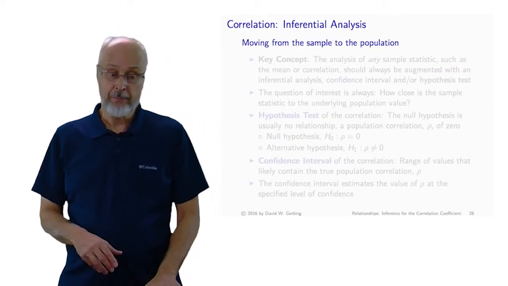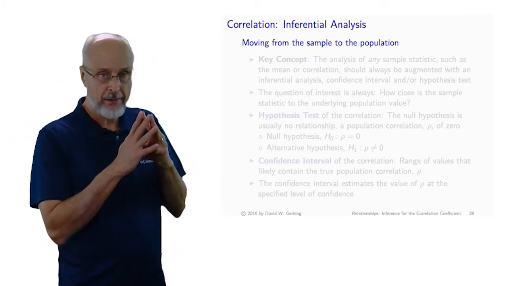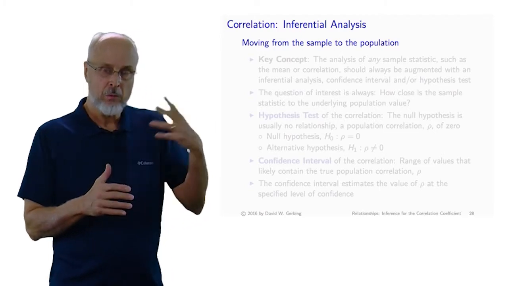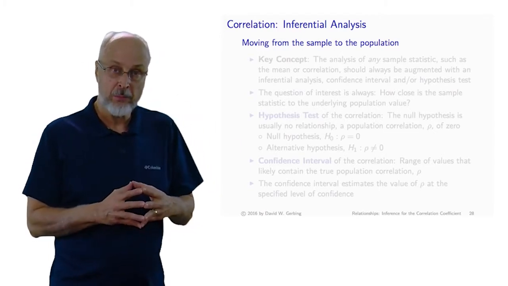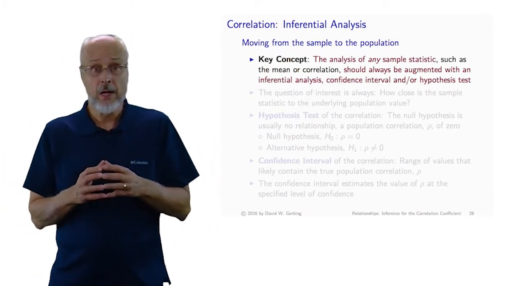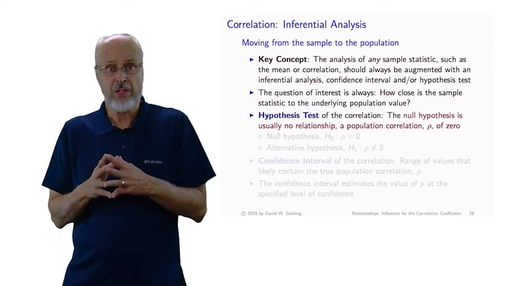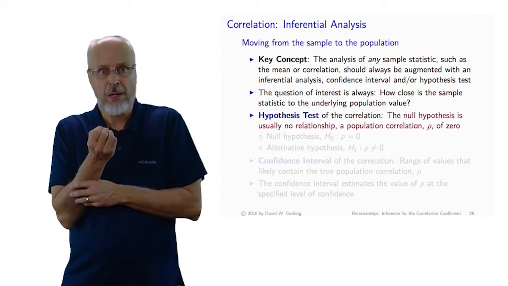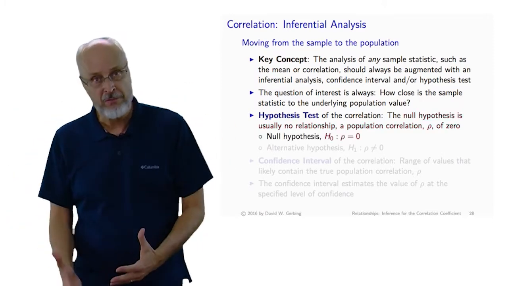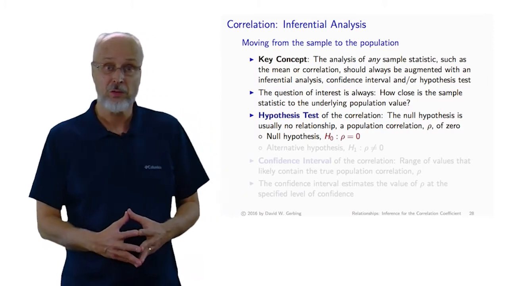So what we want to do then is realize that every time we have a descriptive statistic, we'll want to generalize to the population in some way, at least with the confidence interval, if not with the hypothesis test. So the question of interest is, how close is the sample statistic to the underlying population value? We always want to know the population value, but we're always stuck just with the sample statistic. So the question becomes, how close is it?